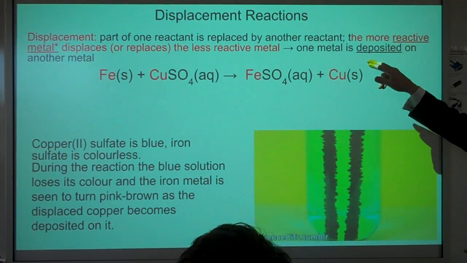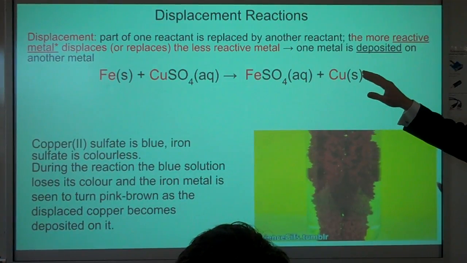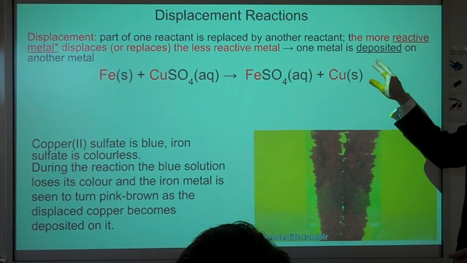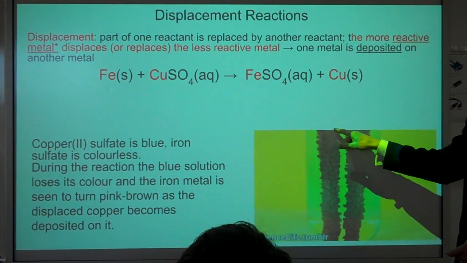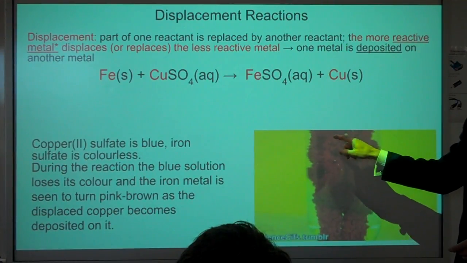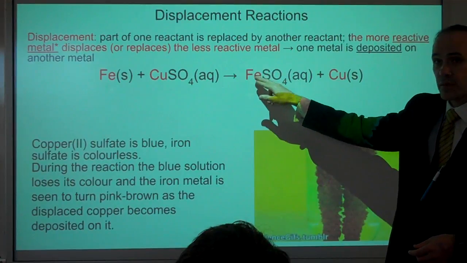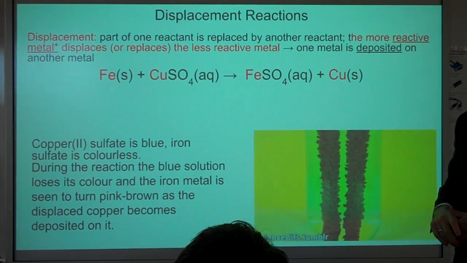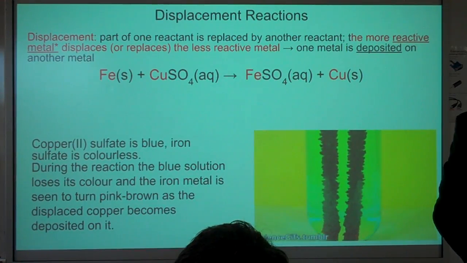Part of one reactant is replaced by another reactant. The more reactive metal displaces the less reactive metal, and often one metal is deposited on another metal. The pure copper metal is deposited on the iron nail. So the iron nail is breaking down a little bit for this to occur, and the copper metal is being deposited on the iron nail. And that is exactly what's happening there.